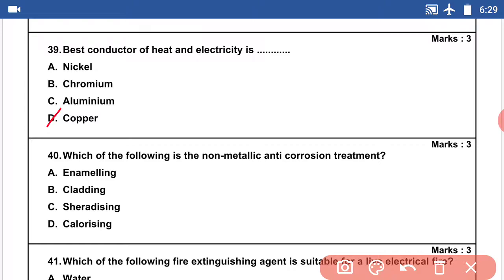This question answer cladding. Option B correct answer. Cladding. Question number 41.